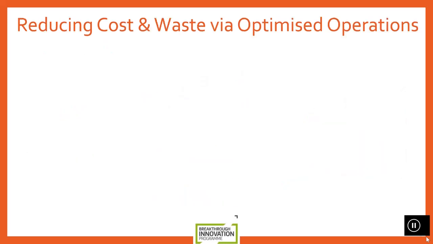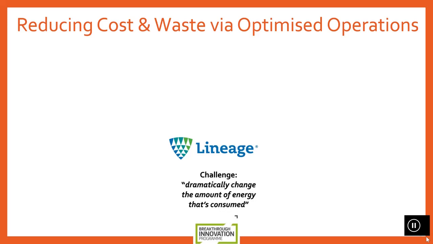A final case study worth looking at briefly is Lineage Logistics. It's currently the fastest growing and most innovative company in the temperature-controlled logistics industry, which stores, transports and delivers chilled foods. In 2015, when Greg Lamecool took over as CEO, he challenged his team to dramatically change the amount of energy that's consumed in a temperature-controlled supply chain. At that time, they were expending as much energy each year as 50,000 households.